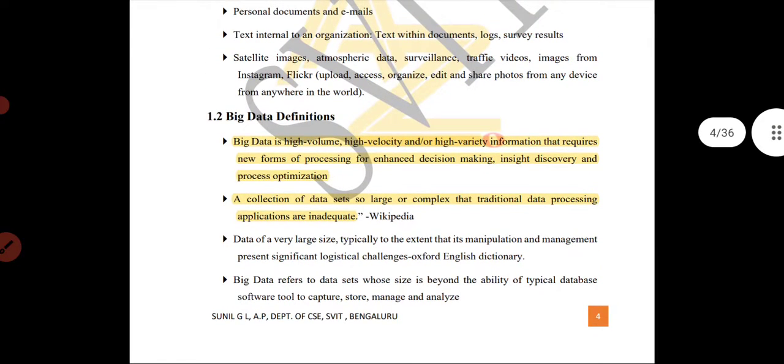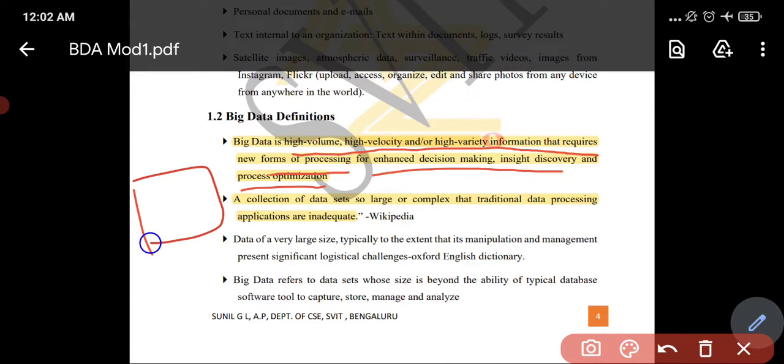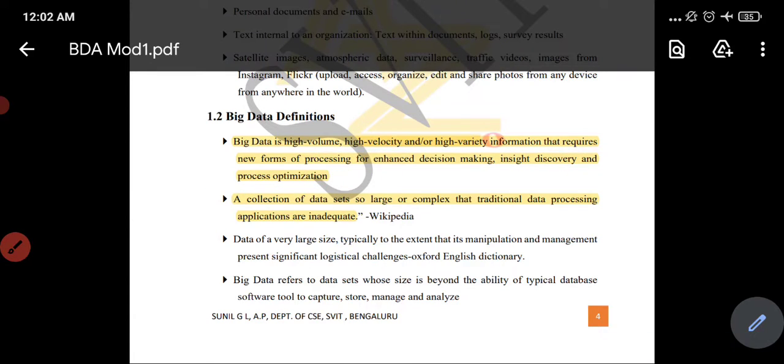And the next, as I said before, we have a proper definition for big data. If you want me to define what big data is in proper technical terms, we define big data as high volume, high velocity and high variety information that requires new forms of processing for enhanced decision making, insight discovery and process optimization. That is the definition of big data.